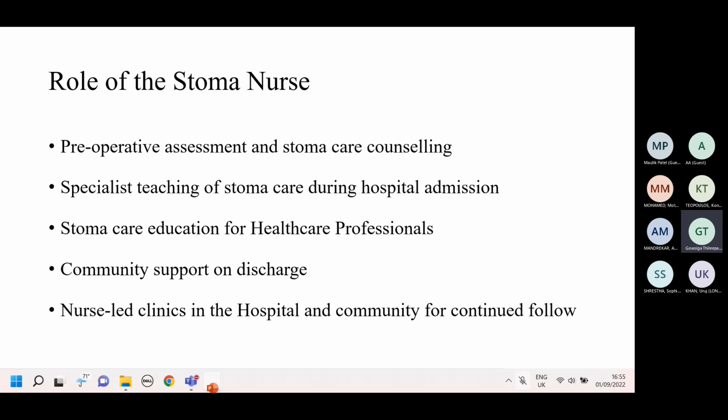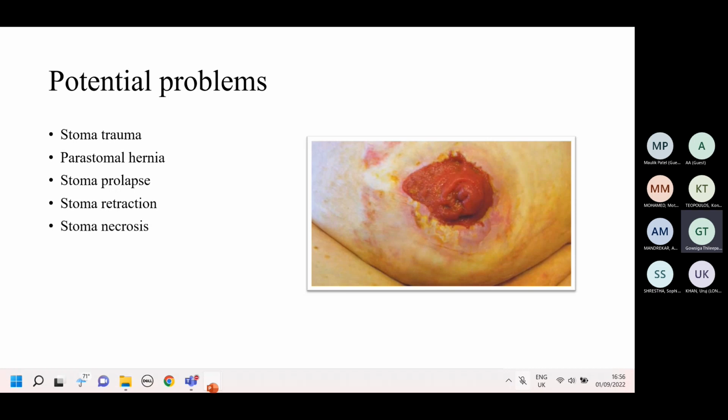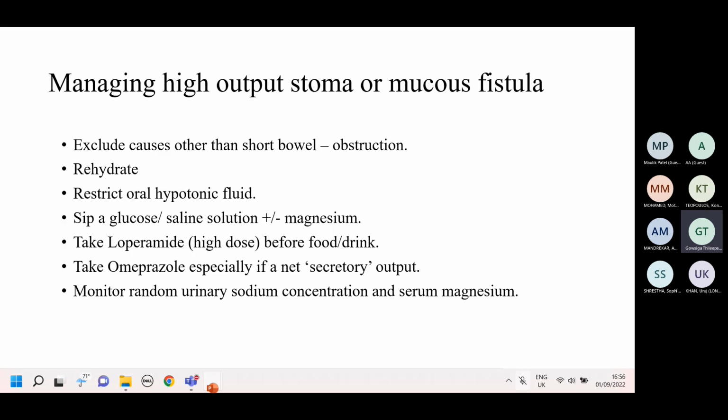So, okay, just move on, please. So there are potential problems. Just click on that. Next, just continue. So there are the long-term problems. The patient may have stoma prolapse, stoma retraction, stoma necrosis, stoma trauma, mucocutaneous separation. So those are some issues. Stoma stenosis. We don't need to know much about all of those.